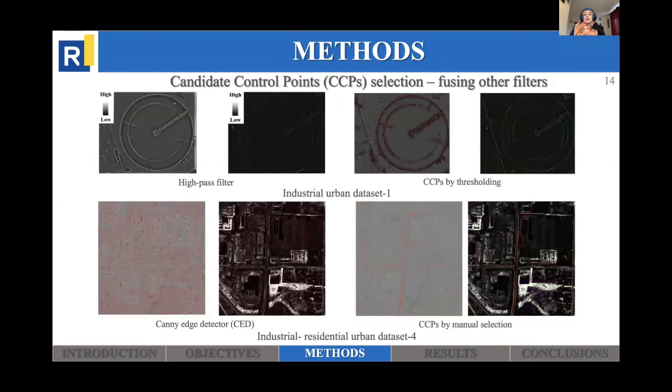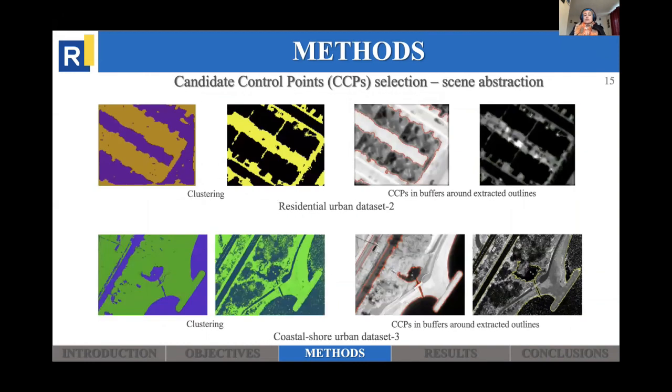To isolate candidate control points, there are 2 approaches. The first is to fuse the phase congruency model with other edge detector algorithms, such as a high-pass filter, for example, or the Canny edge detector. The second alternative is scene abstraction, and in this case, we cluster the scene into its basic elements, and we extract the outlines of those basic elements and the target points within a buffer around those outlines as candidate control points.